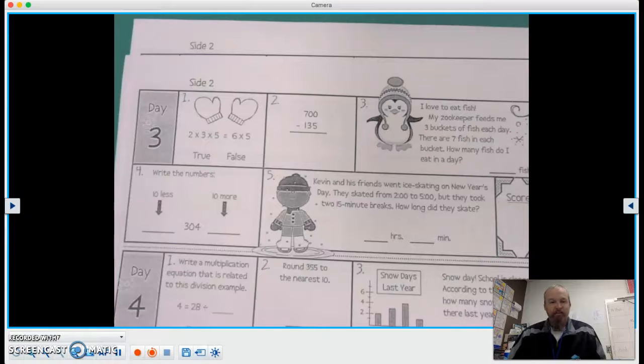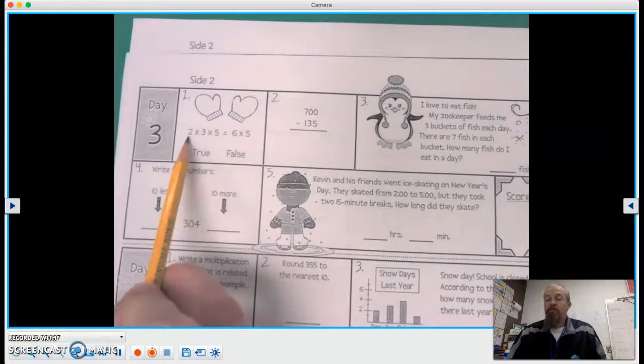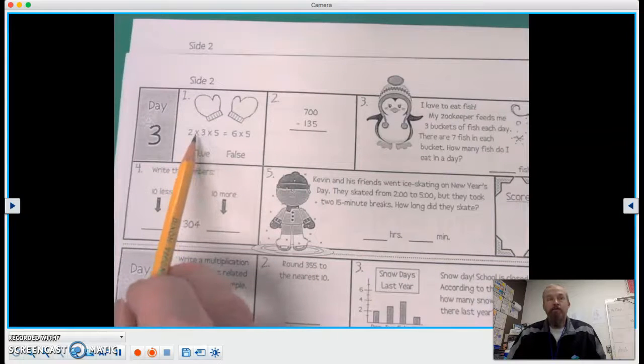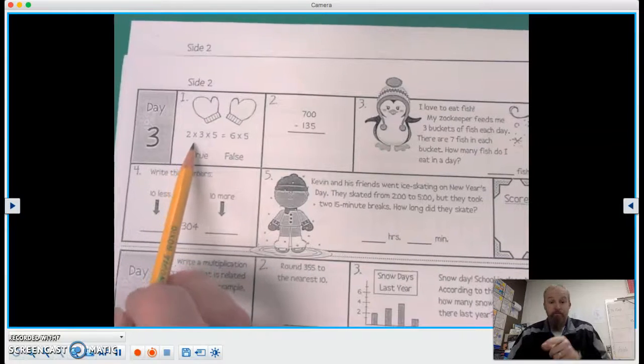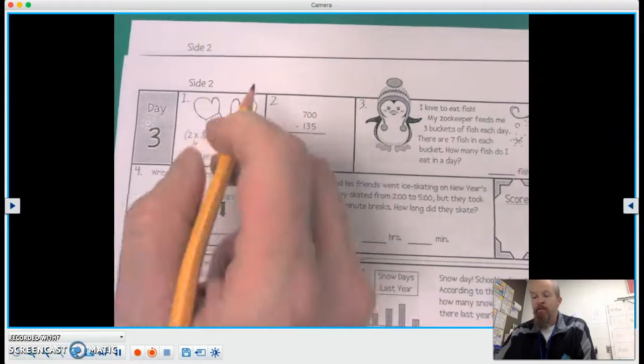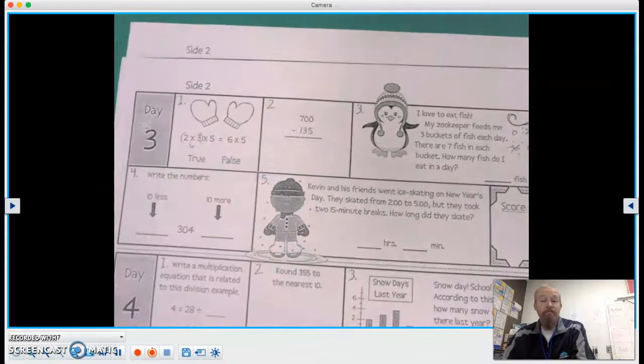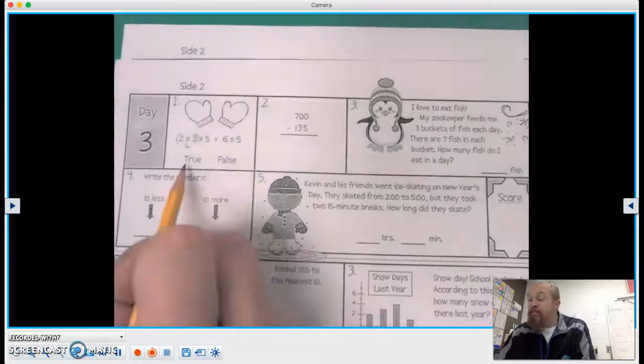And there's a little pair of mittens there. It says 2 times 3 times 5 is the same as 6 times 5. So, what is 2 times 3? 6. Very good. So we have 6. I'll put our parentheses around there. Now we have 6 times 5. Well, is 6 times 5 the same as 6 times 5? Yes, it is. That is a true statement.